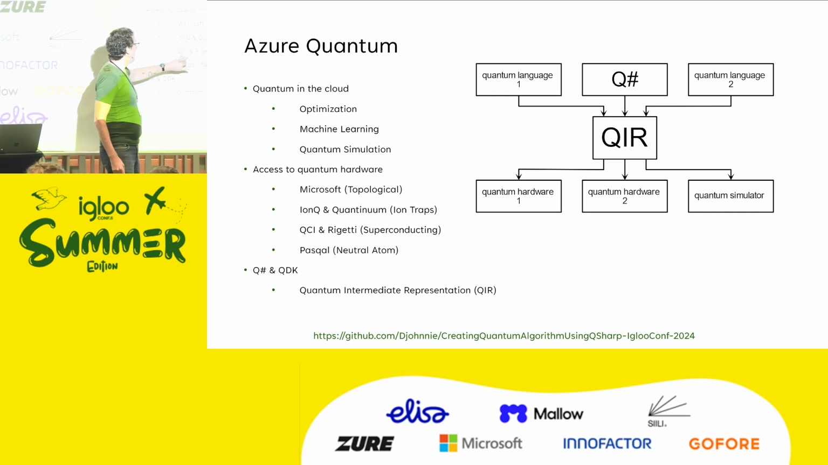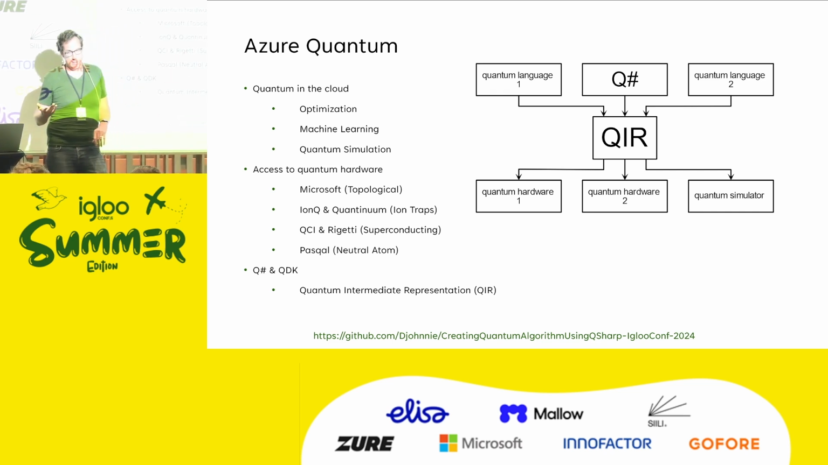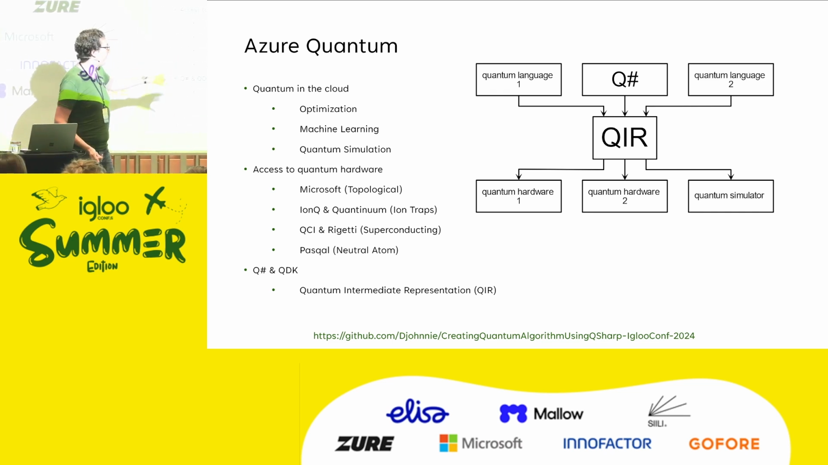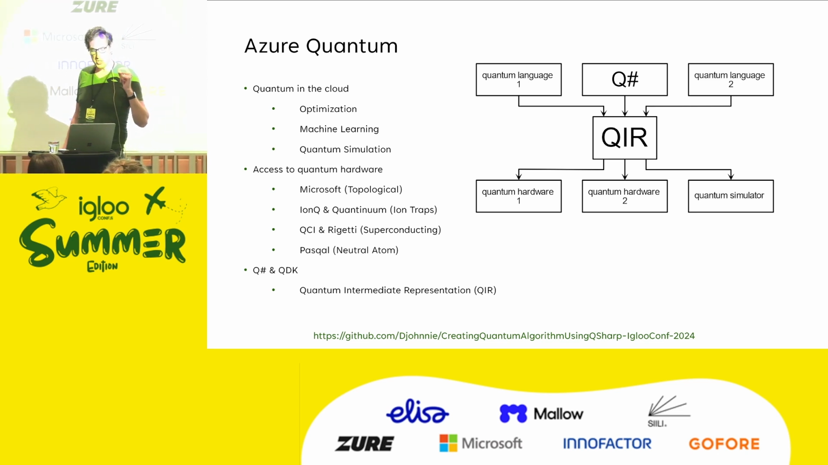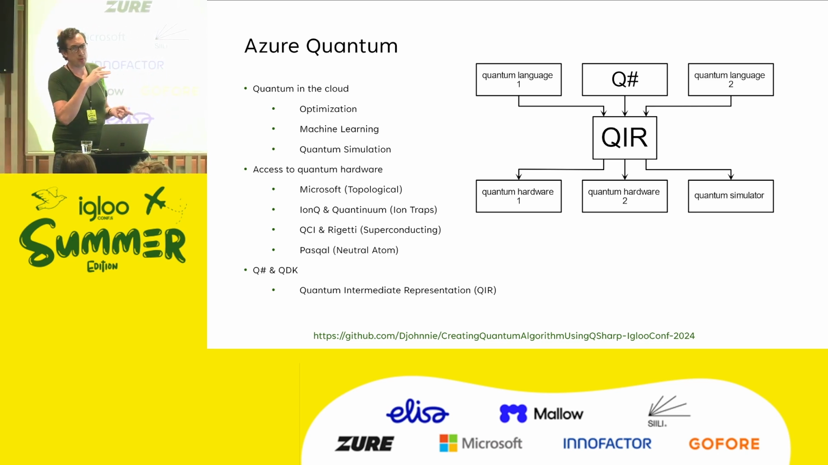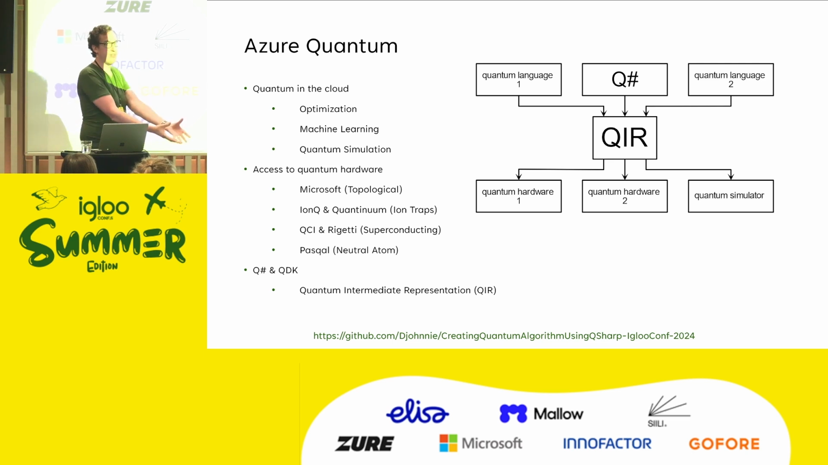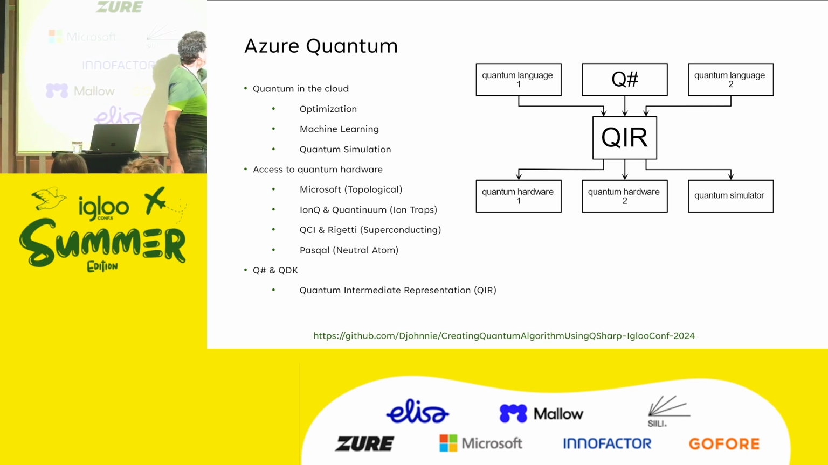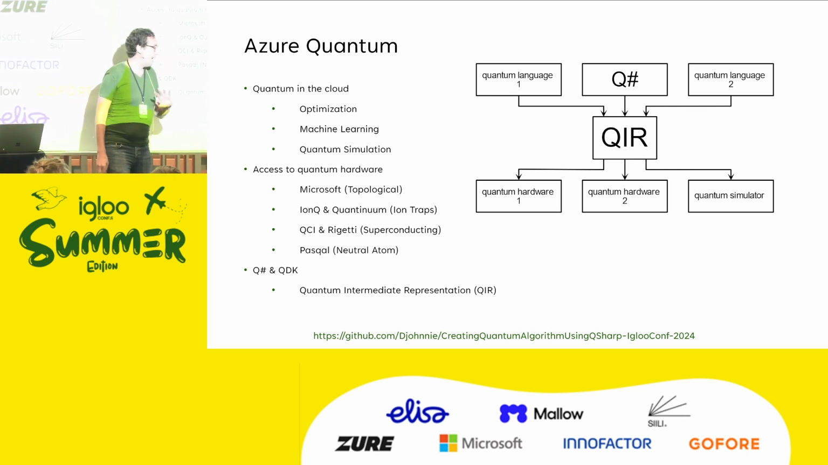Then there's QCI and Rigetti, and by the way, also IBM. But IBM is not available through Azure Quantum. They are using superconducting qubits, which are electrons, and they can change the superposition state by using microwaves. So each company is basically trying to build their own quantum computer in their very specific way because they think that is the best way to do it. And then this is a new one, Pascal, using the neutral atom. I haven't looked into that, so I have no idea how that works.